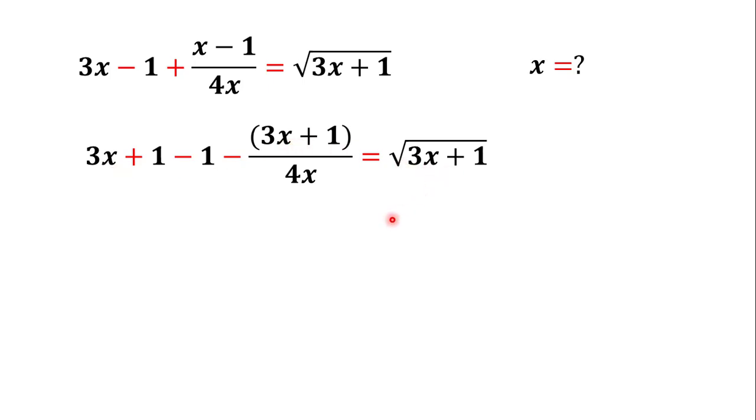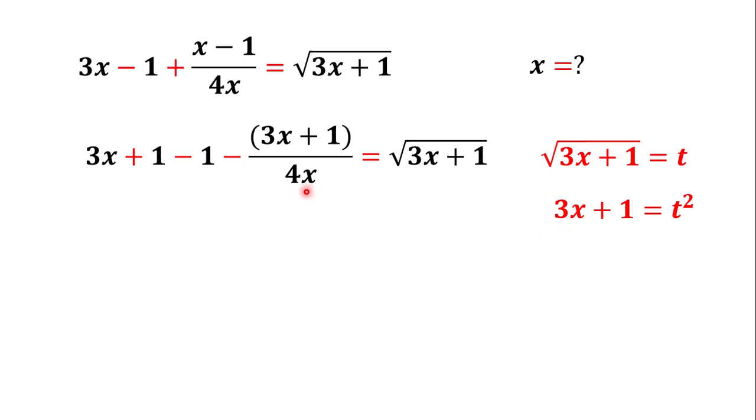So we can use a change of variable method, and we can put the radical of 3x plus 1 as t. As you can see, we have 3 times x plus 1. So we need to raise both sides of this equation to the power of 2, and we're going to get 3 times x plus 1 equals t squared.